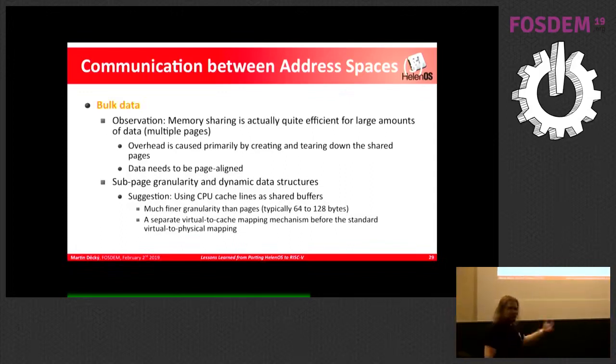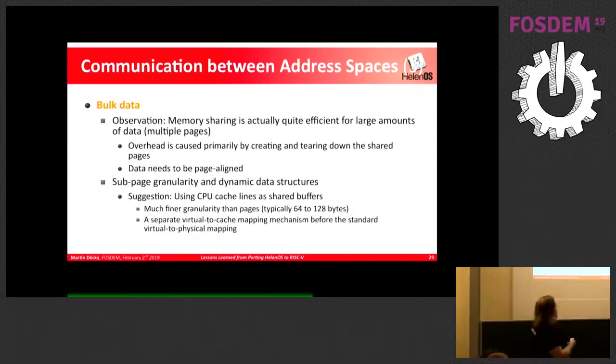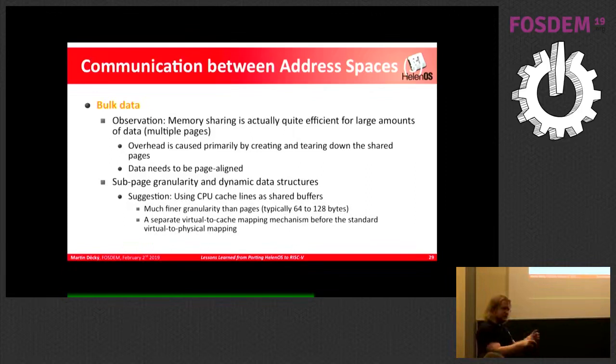So again, how about having an additional memory mapping mechanism in the CPU that would allow, for example, fine-grained mapping from virtual addresses to cache lines directly? Cache lines are pretty small, something like 64 or 128 bytes. So this would be ideal for ad hoc sharing of smaller data structures between the address spaces.